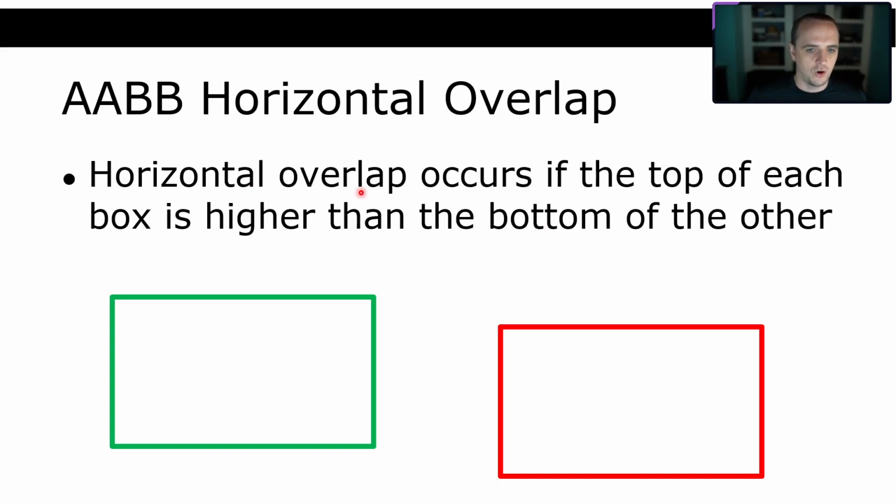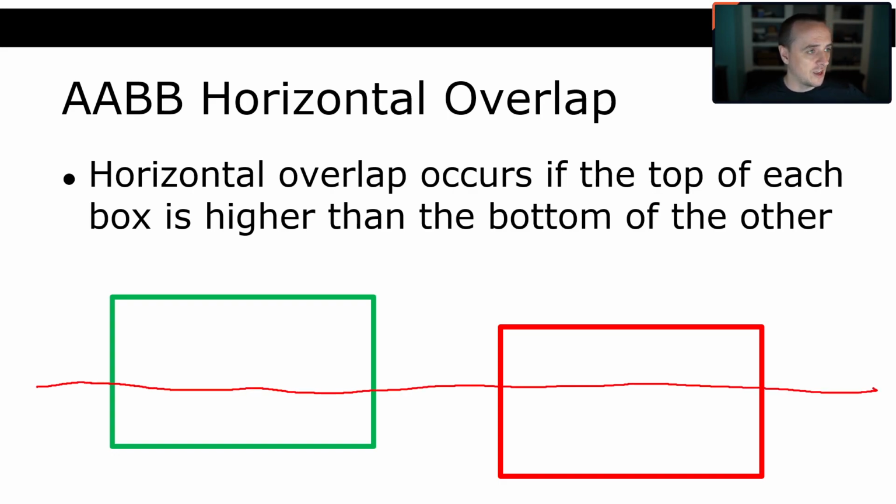So horizontal overlap occurs if the top of each box is higher than the bottom of the other box. So that means here that the top of this box is higher than the bottom of this box, okay? And the top of this box is higher than the bottom of this box. So another way of visualizing horizontal overlap is if I can draw a horizontal line that intersects both boxes, then there is horizontal overlap between them. And now if you go Google horizontal overlap, you may not find it, this is a term that I've come up with for teaching this course.